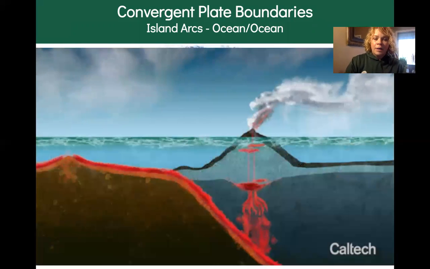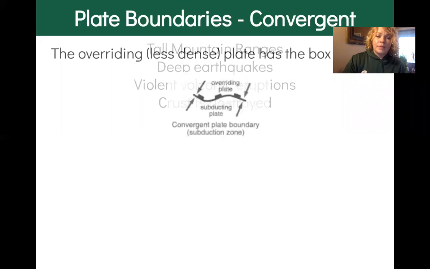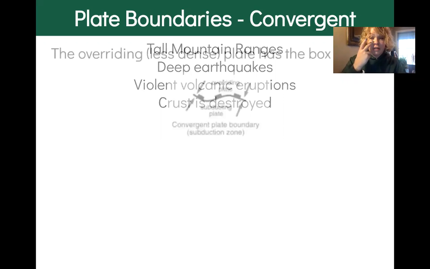And again, the Aleutian Islands near Alaska are a great example of this. So is Japan, for that matter. So we know that with this, we end up with tall mountain ranges, very deep earthquakes, because one plate is subducting beneath the other. We can get violent volcanic eruptions, and because one piece of crust is being pushed into the mantle, crust is destroyed there.